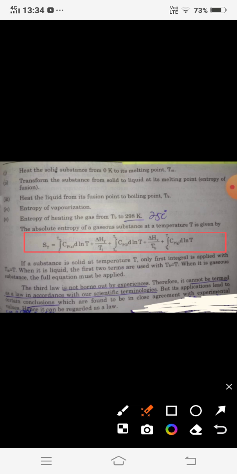The third law is not actually a law because it is not experimentally observed or performed, but it gives conclusions that are very realistic and very near to agreement with experiments. It is not an experimentally proved law, but the conclusions obtained by using its theory or hypothesis are really close to the experimental results, so it can be regarded as a law.